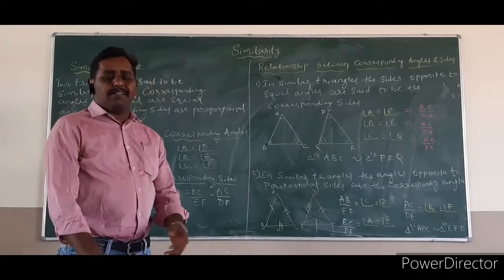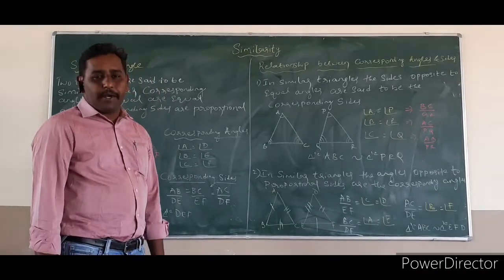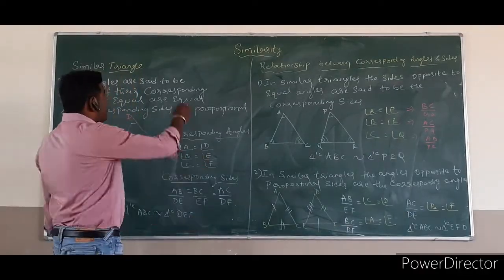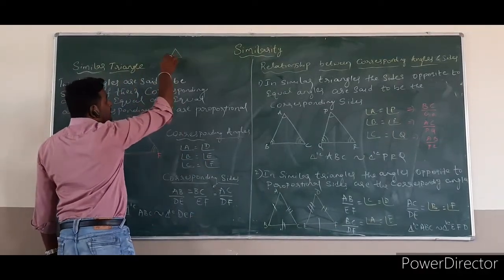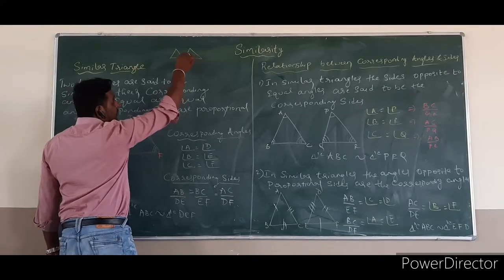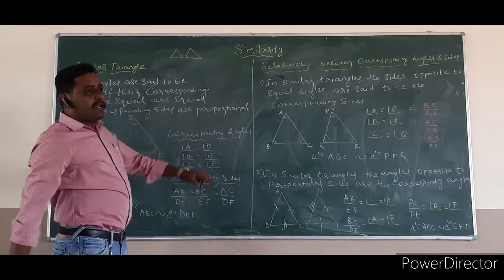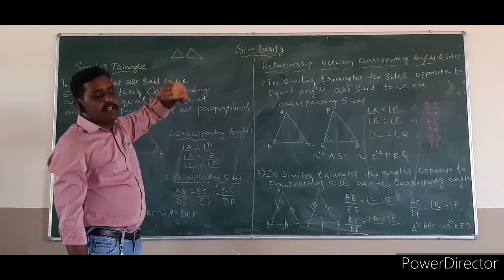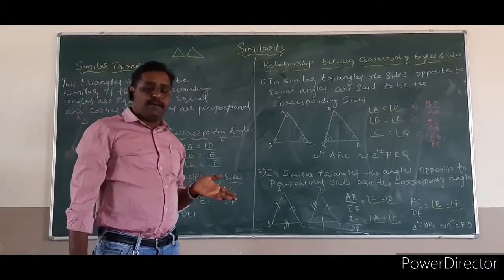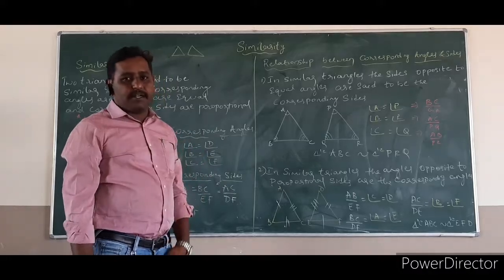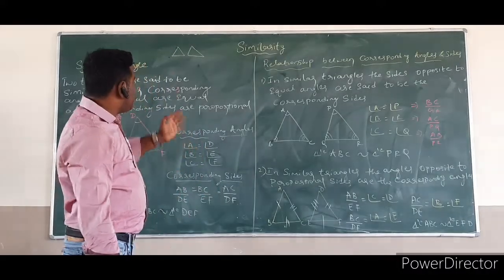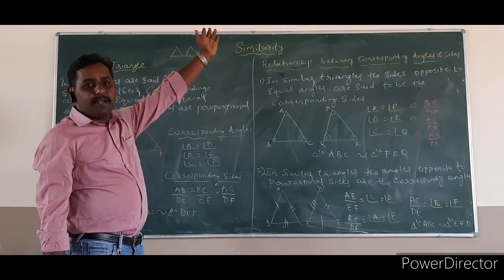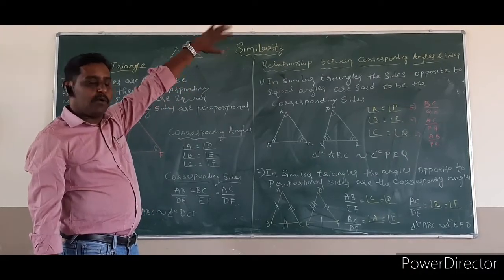Before that, in 9th standard we learned congruent triangles. What is meant by congruent triangles? If you consider two triangles, their corresponding angles are equal, and corresponding sides are also equal. That means they have the same shape and the same size. That was the part on congruence.